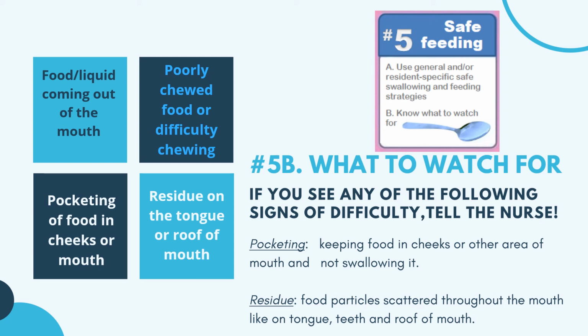What to watch for. If you see any of the following signs of difficulty, make sure to tell the nurse. Watch for liquid or food coming out of the mouth, poorly chewed food or difficulty chewing food, spitting out food, pocketing of food in the cheeks or mouth areas, residue on the tongue or the roof of the mouth. Pocketing refers to keeping or holding food in the cheeks or other areas of the mouth and not swallowing it. Residue refers to food particles scattered throughout the mouth, like on the tongue, teeth, and roof of the mouth.